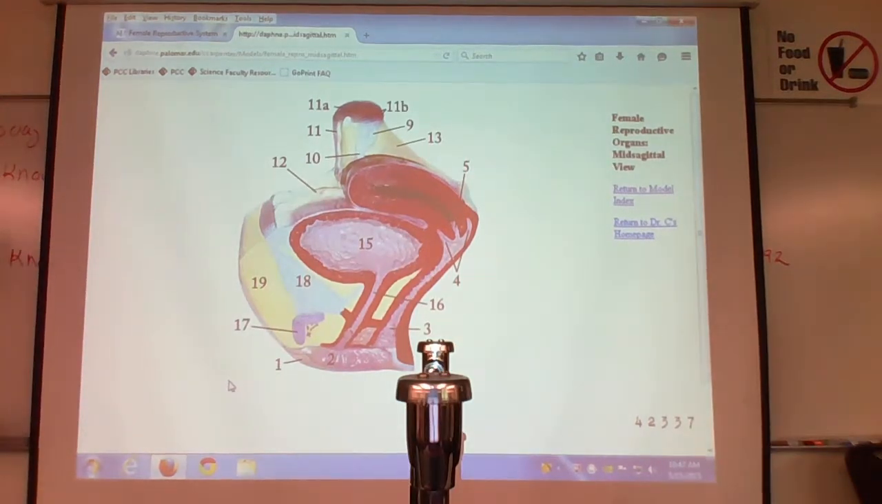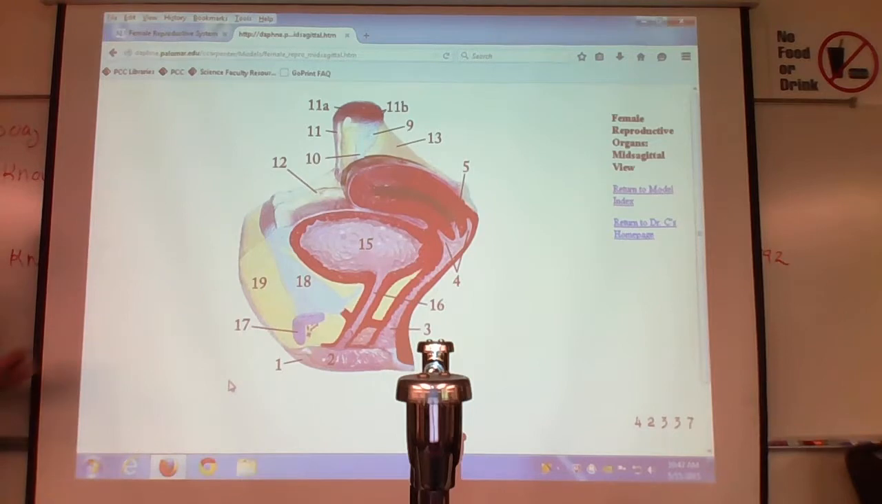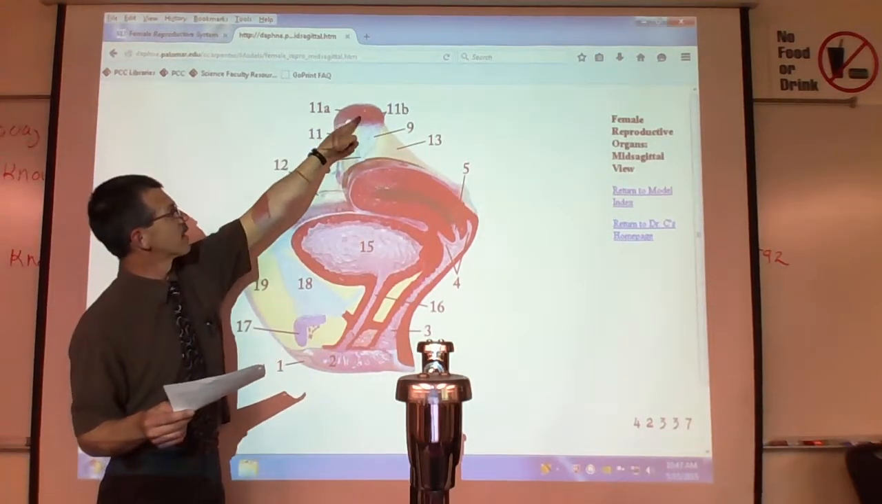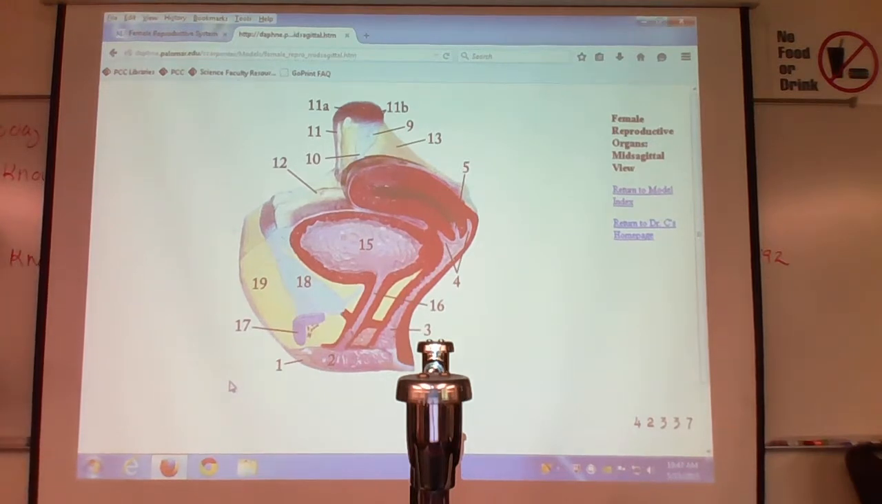What about the infundibulum of the uterus? Infundibulum, that's basically the stalk. That's this part, basically. I've never asked infundibulum. And fimbriae? The fingers, 11B.